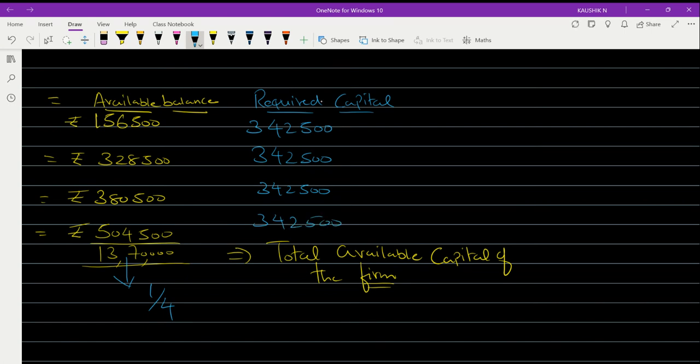Now compare between these. This is the available, this is the required. Now you find out whether he has to bring the capital or he has to withdraw. First case, how much is the value? Difference between 3 lakh 42,500 and 1 lakh 56,500. Okay, so rupees 1 lakh 86,000.